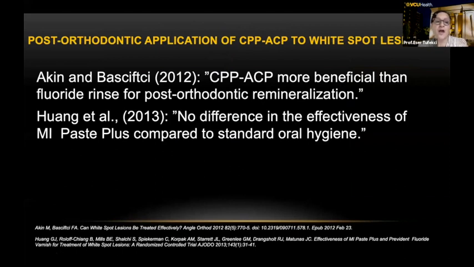When we look at the CPP-ACP for post-orthodontic application to help with remineralization of these lesions, authors from Turkey, Akın and Başçıfçı, reported that CPP-ACP was more beneficial than fluoride rinse for post-orthodontic remineralization. However, a 2013 meta-analysis from a group out of University of Washington indicated that there is no difference in the effectiveness of MI Paste Plus compared to standard oral hygiene.